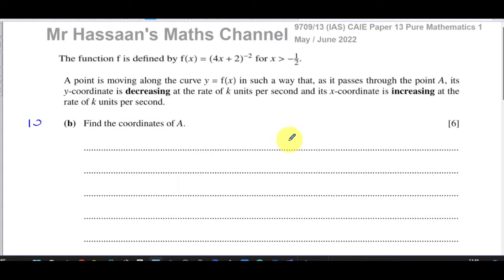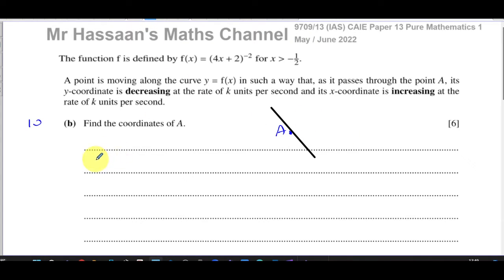So at the time when it's passing through the point A, the gradient of the curve, if you drew a tangent here, would be such that the change in y over the change in x would be minus k over k. It's negative 1, basically. The gradient is going to be negative 1. That's what you could say.